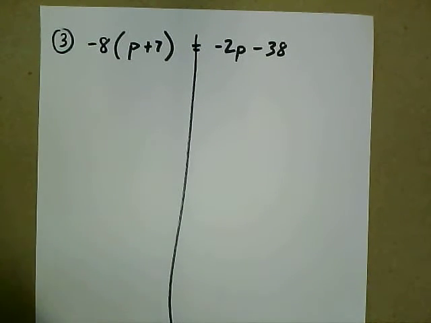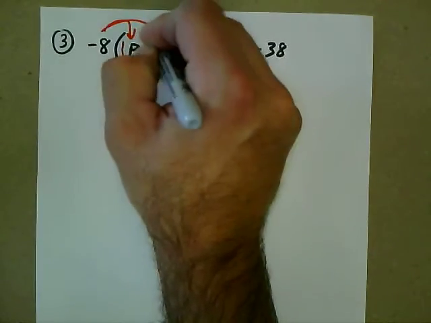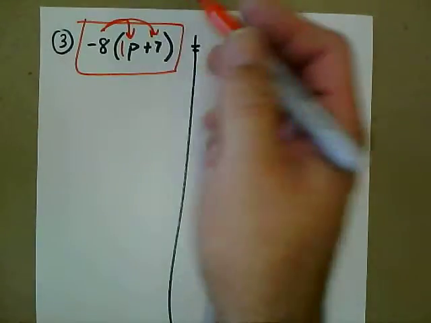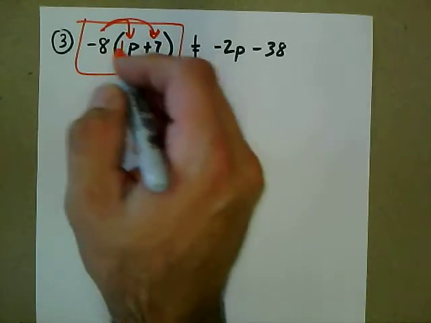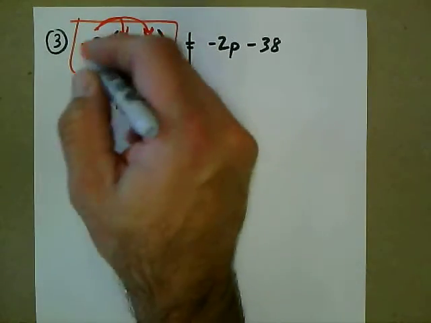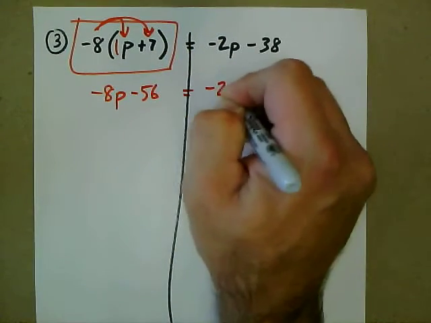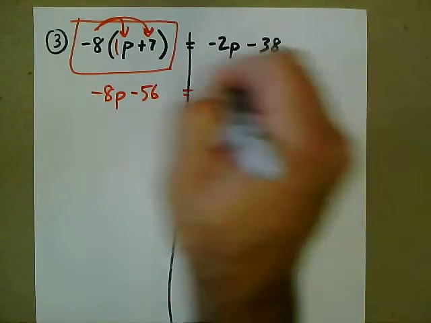So what we're going to do is go ahead. We're going to get up there and we're going to do this distribution. And we want to do it to both of them on the inside. It could be 3 in there, could be 4 in there, could be just 1 in there, but we happen to have 2. So -8 times p is -8p, -8 times 7 is -56. Bring down the equals, the -2p, the -38.